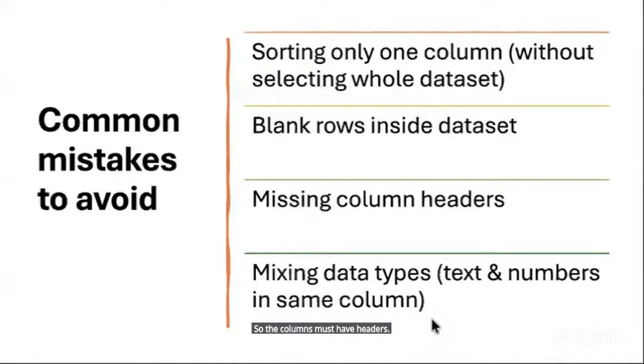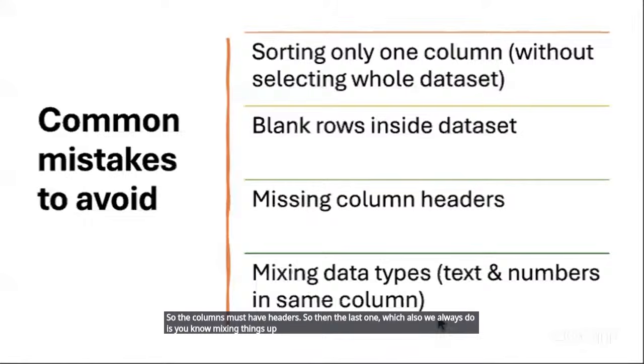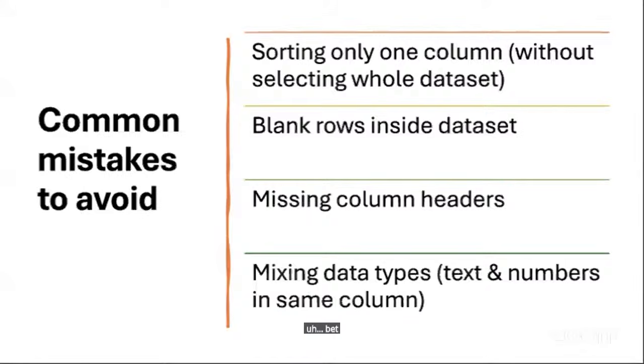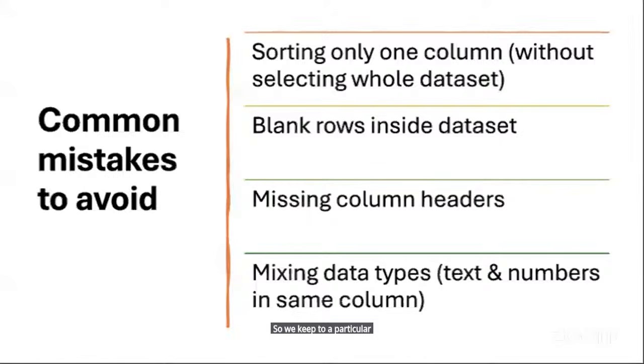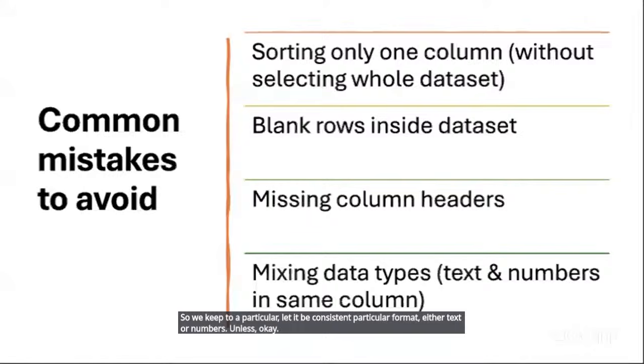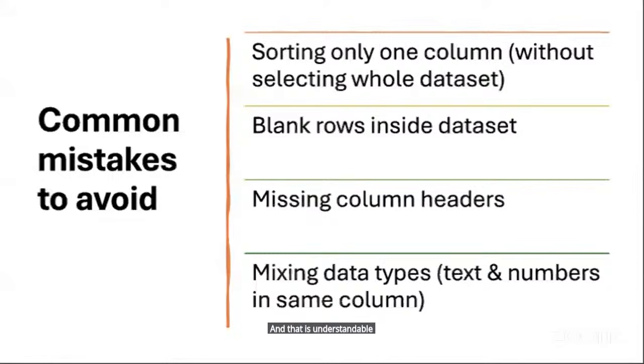So the last one, which we also always do, is mixing things up. In the space for people's names, you are seeing text, that's letters. You're also seeing numbers. Birth dates, date of birth. Are you using only numbers, or are you using it as a phrase? That's 1st December, it should be 1/12/2020, the day you were born. So keep to a particular format, let it be consistent, either text or number. Unless, okay, a street address, it's alphanumeric, then that is understandable.